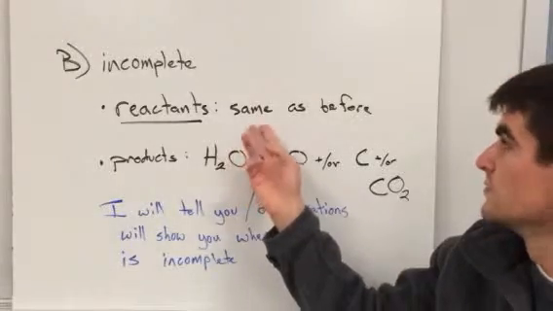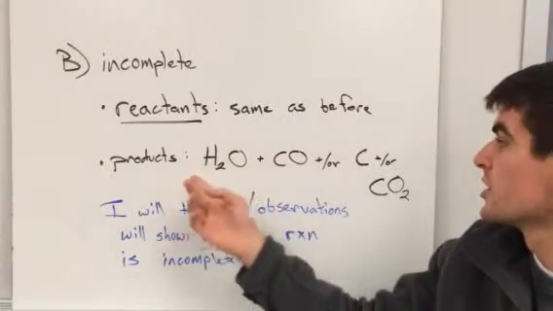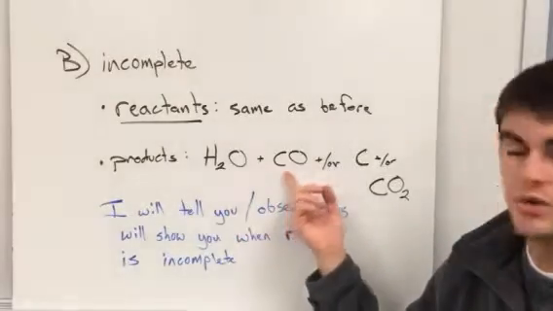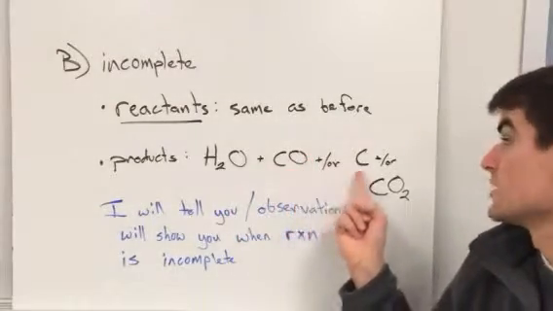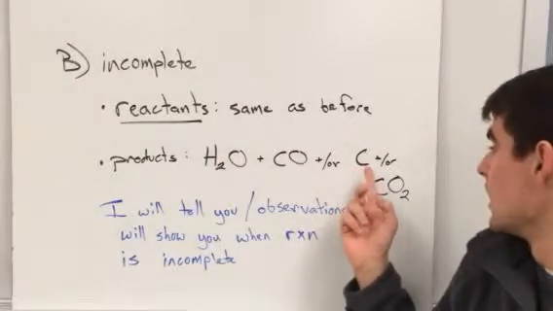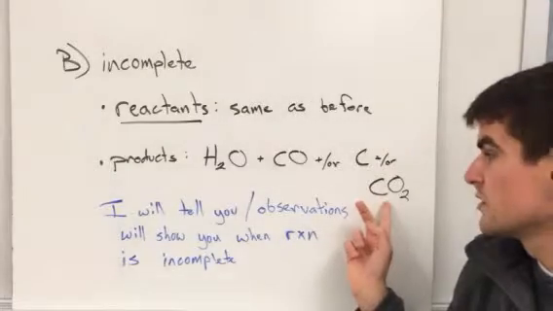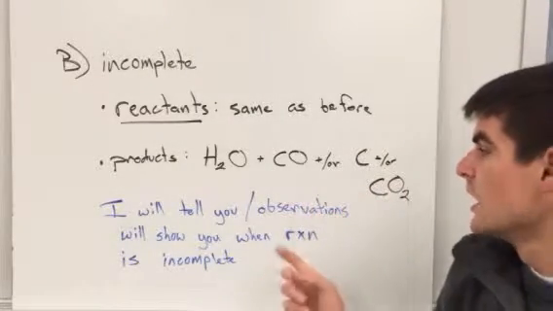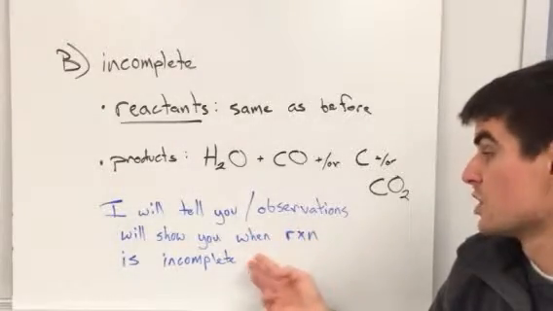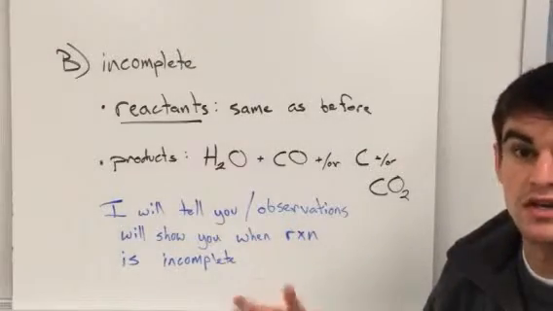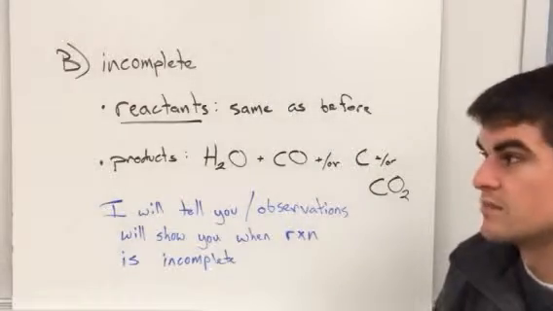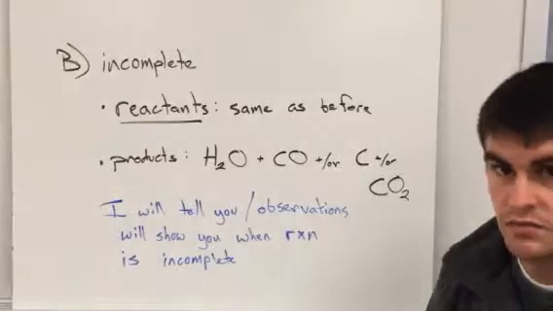And this is where reactants, same as before, but your product's going to get water again, but you may end up with carbon monoxide. You may end up with just carbon, and here you see this as soot, or carbon dioxide as well. And it could be a mixture of these. Like I said, I will tell you, or your observations will show when that reaction is incomplete versus complete, and that's the only difference. Most of the time, if I don't say anything, assume complete.